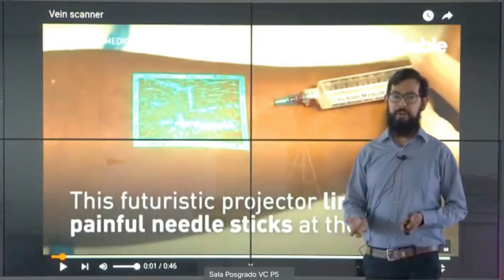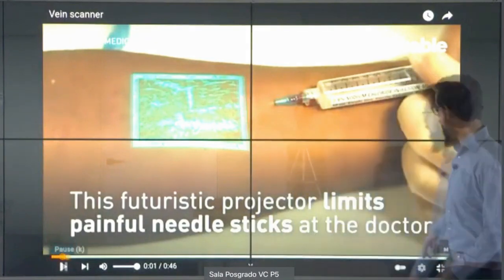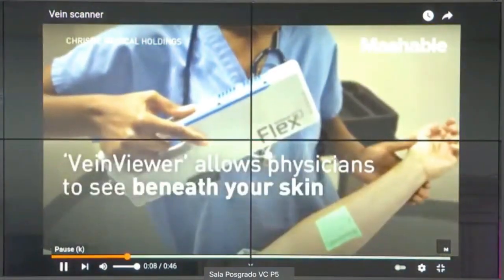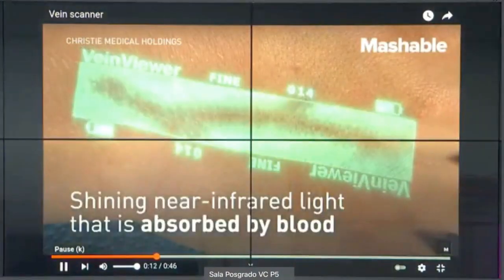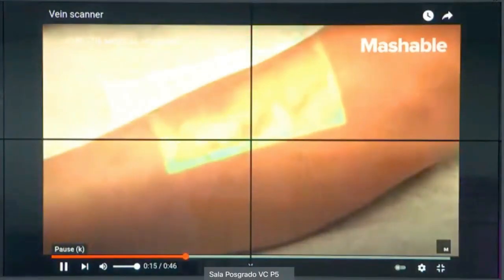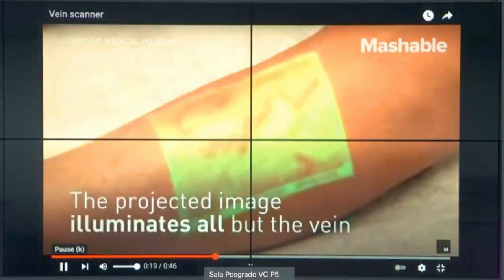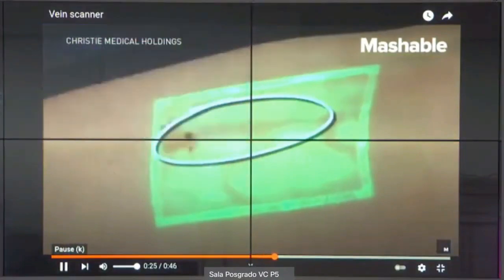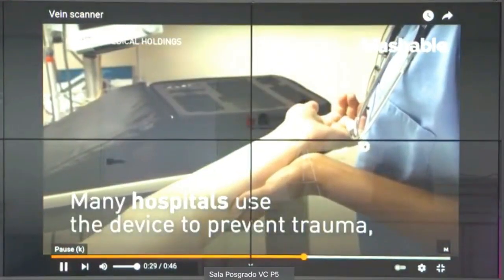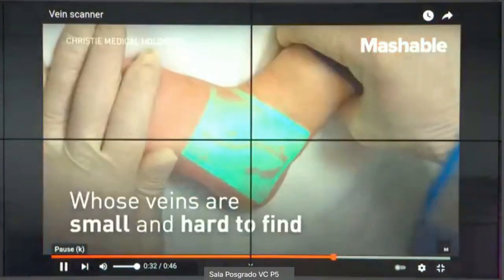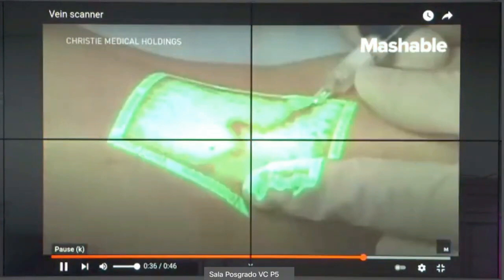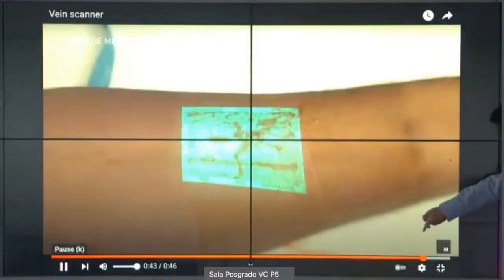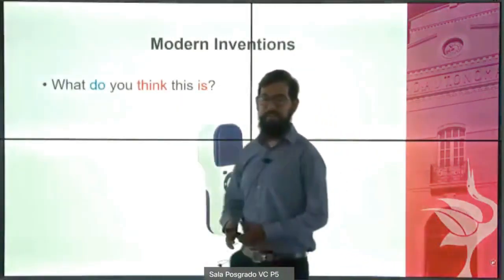Right now, I'm going to show you the second invention to see if you guessed what it was. Okay, now back to the presentation.